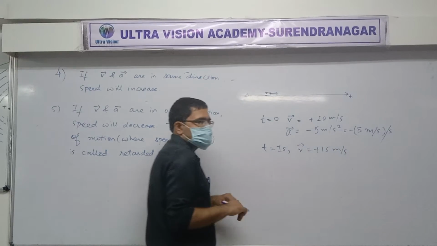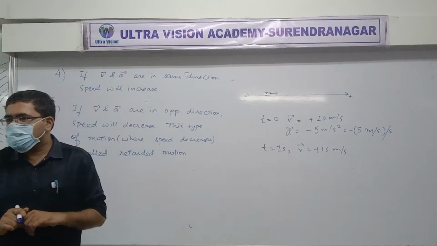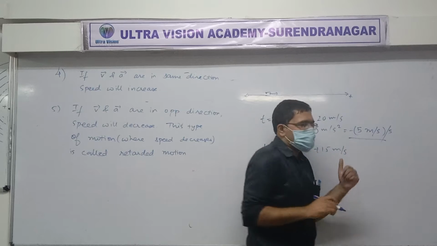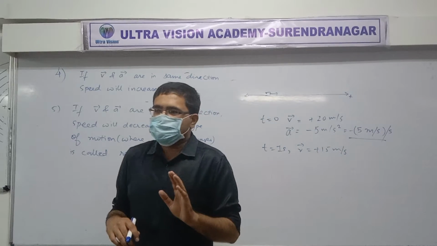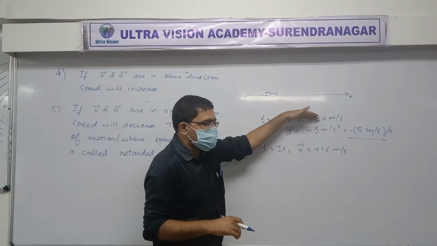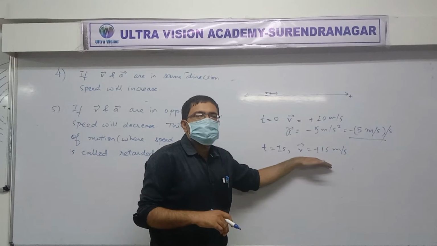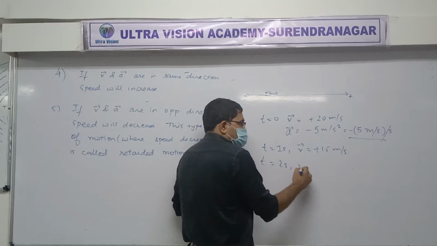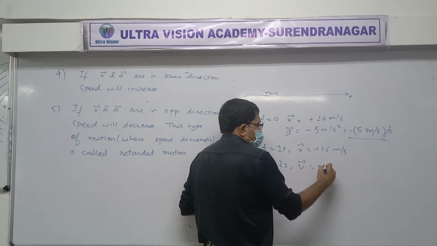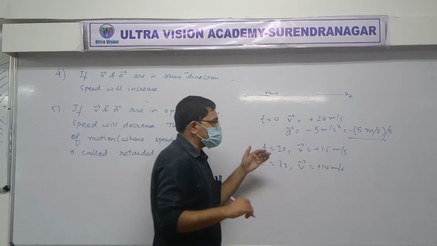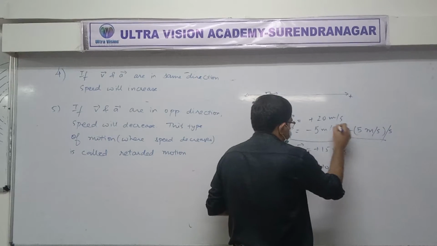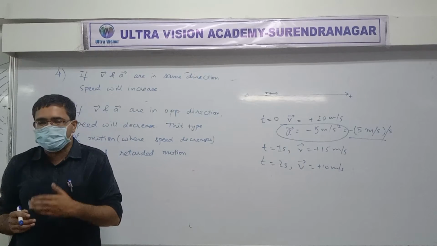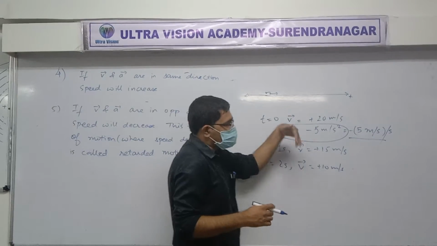Did you understand? Why 15? In 1 second, the velocity will change by how much? Minus 5. So from 20, it will become 15. After 1 more second, the velocity will become plus 10 meter per second. That is this value of acceleration. What it is telling you is that every second the velocity will change by 5 meter per second, and minus means it will go towards negative.